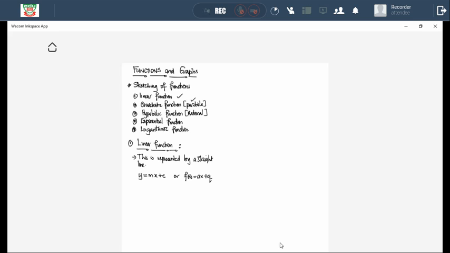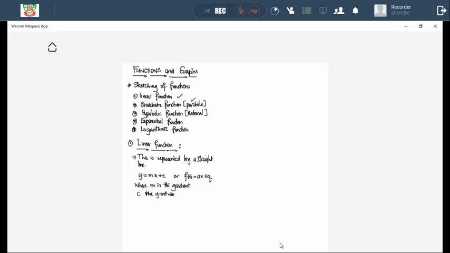Right. Now, that's a linear function where m denotes the gradient of the line, and c the y-intercept. Okay, right, let me just stop there.